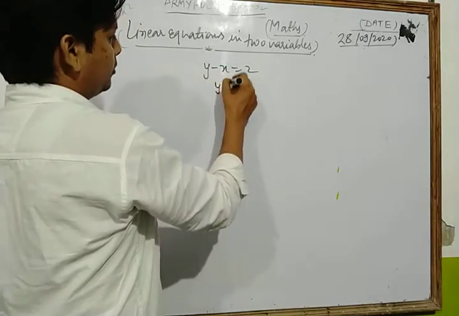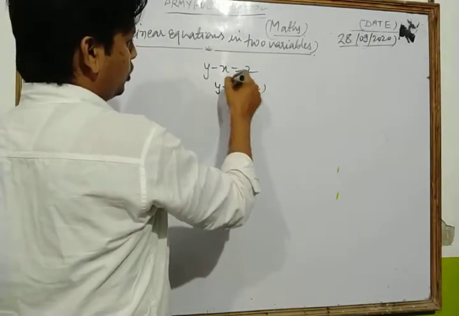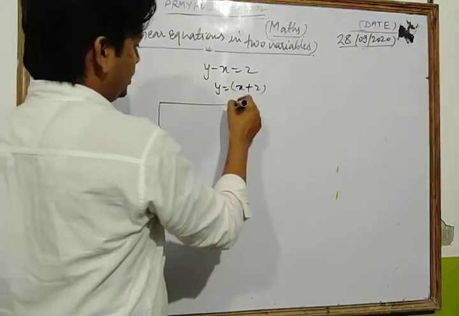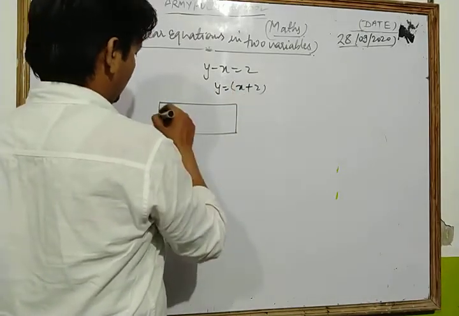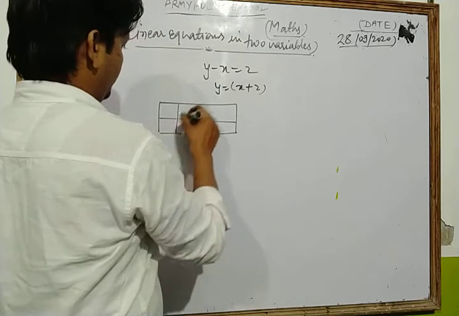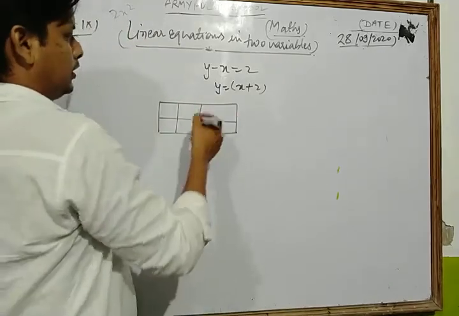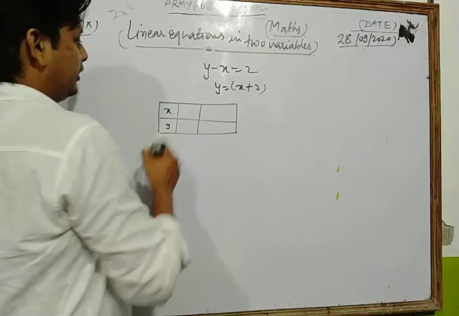Now we express y in terms of x, so we write y equals x plus 2. Now we form a table in this way. Suppose we write x and we write y.